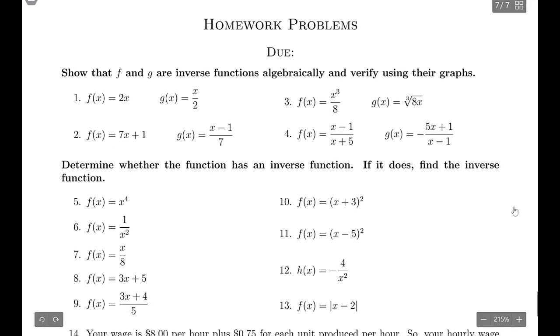Yep. So there's your homework problems. For 1 through 4, it says show that f and g are inverse functions algebraically and verify using their graphs. You can verify that if you want to using the graphs. And all I'm simply asking you to do there is if you have a calculator, type it in. Make sure that they look like reflections about the line y equals x. If they don't, then they are probably not inverses of one another.